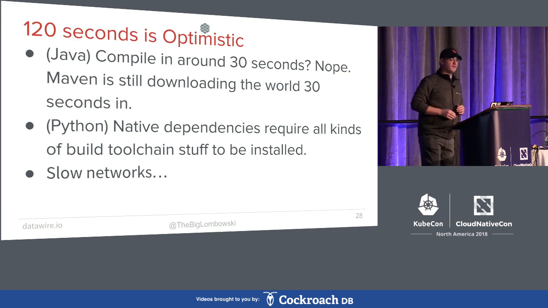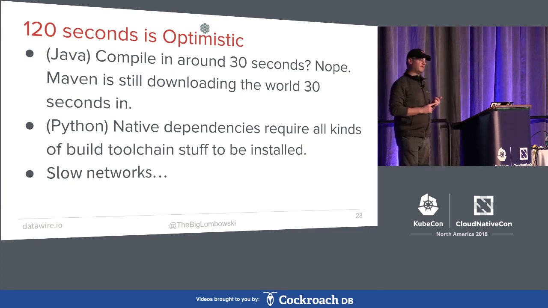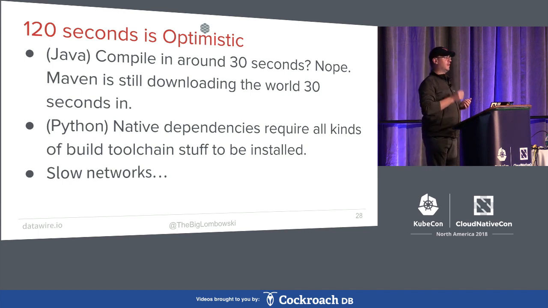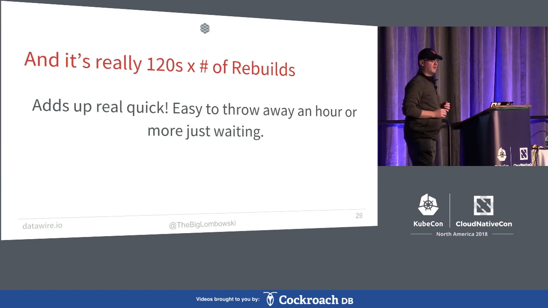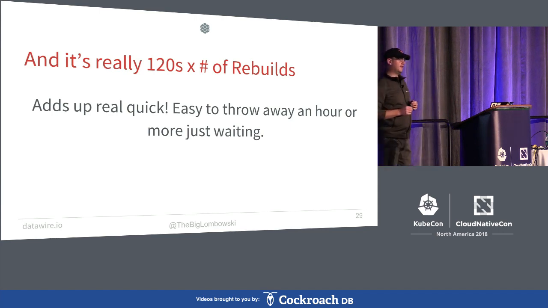Also, slow networks will kill you. All those dependencies have to be pulled down and rebuilt every time. Same thing, the images have to be pushed, then redeployed and pulled from somewhere every time. So it's actually 120 seconds times the number of rebuilds you're doing, and it adds up super quick. In a day, if you have a fast enough dev loop, you can burn an hour.